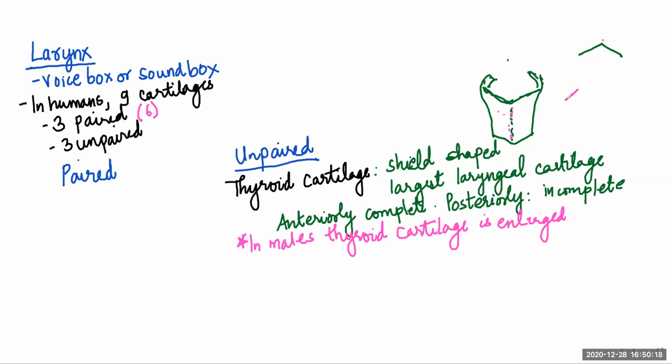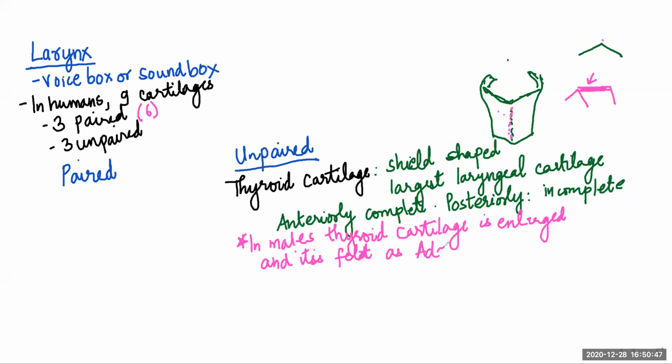So imagine it like this. Yeah, the thyroid cartilage is like this. So we can feel this part. This dotted line that we are drawing is this part. Okay, so this part is felt in males. It is enlarged and it is felt as the Adam's apple. It can be felt as Adam's apple.